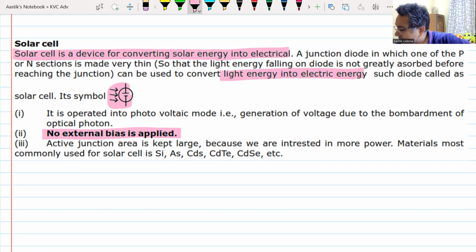And remember here, it's a junction diode where one of the P or N regions is made very thin. One of the junctions is very thin. They are asking you questions based on knowledge these days. So this is an important point that you must remember. I'll give you a minute to note it down.